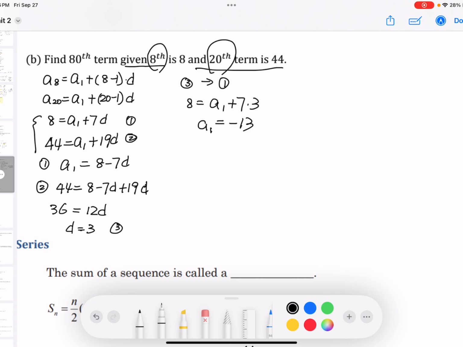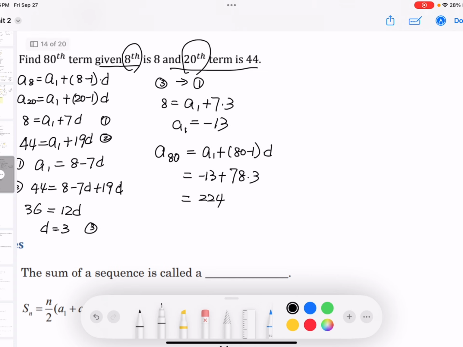Okay, what is the next step? We're looking for a sub 80. Sorry, it is a sub 1 plus 80 minus 1 times d. So plug in the a sub 1 and d's values, which is negative 13 plus 79 times d, which is 3. We can use our calculator to do this operation. It is 224. Okay, we found our a sub 80.